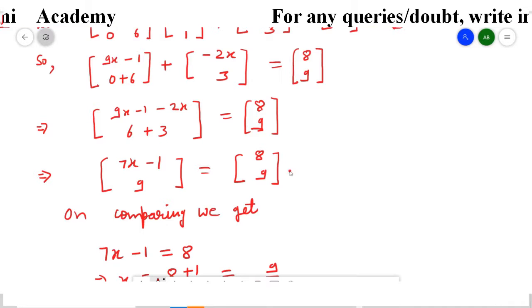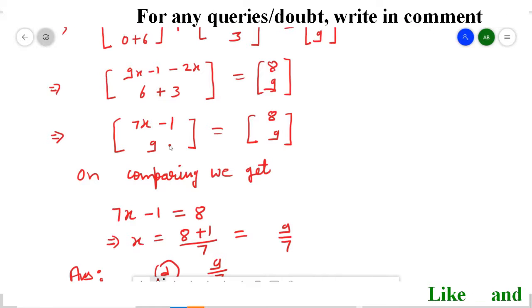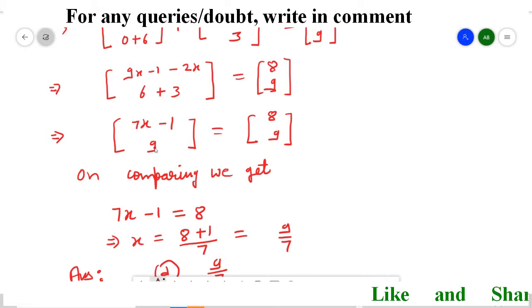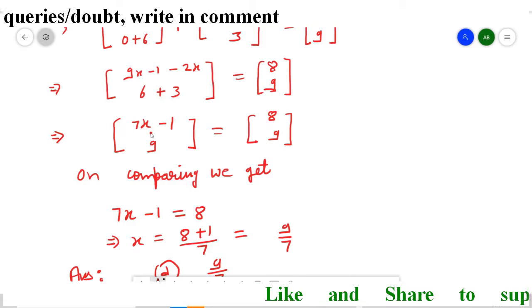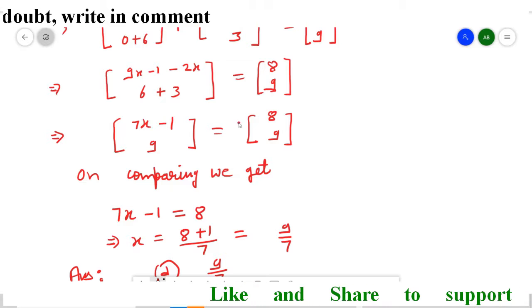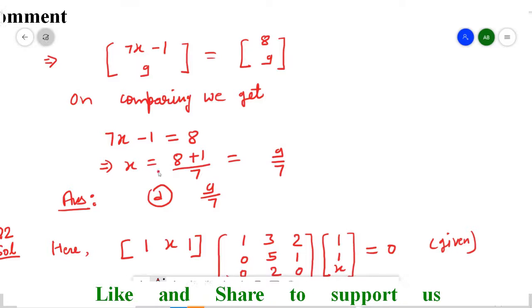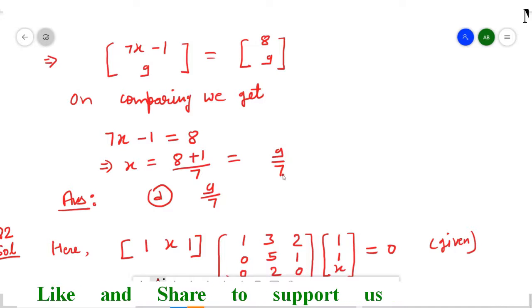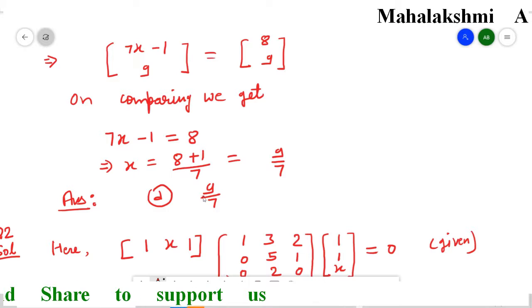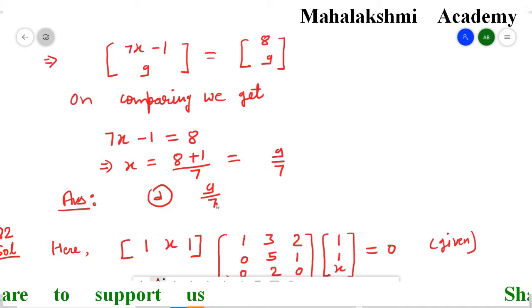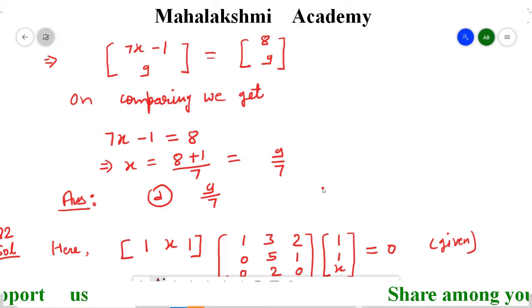6 plus 3 is 9, and two matrices are equal only if their corresponding elements are the same. So 9 is already equal with 9. So the conclusion is, on comparing we get 7x minus 1 is equal to 8. From here we get the value of x as 9 upon 7. In the Excellent Desk Work, the answer is given incorrectly. The correct answer is 9 upon 7. In the desk work only 9 is written, you just make it 9 upon 7.